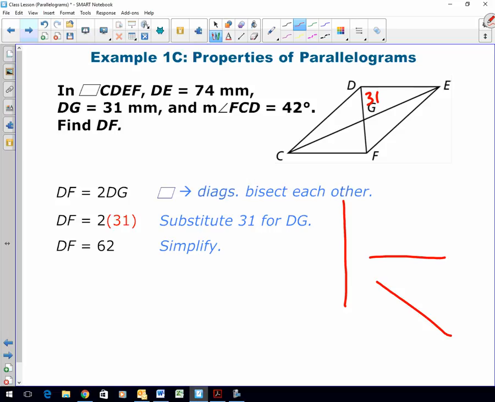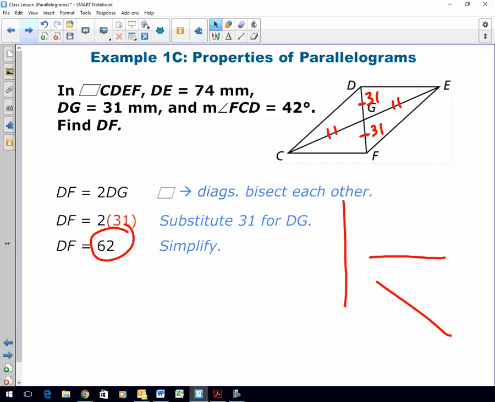So in a parallelogram, the diagonals bisect each other. That means that DG is congruent to GF. That means that CG is congruent to GE. Okay? Since we know what congruent means, so if DG is 31, what's GF, Taylor? Okay? So what would the whole distance from DF be? 62, right? Okay.